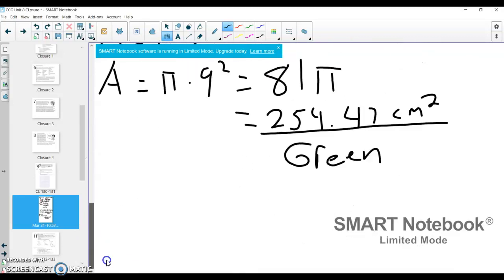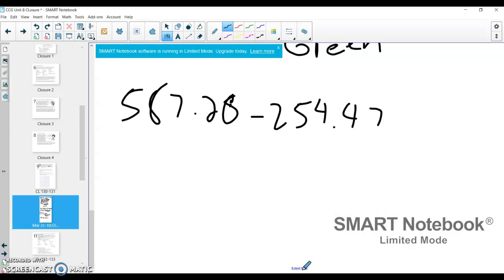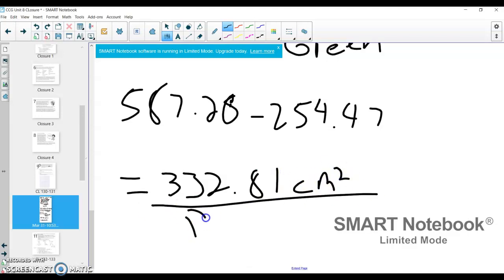My total area, 587.28. Sorry for my eights, I am still bad at writing them on here. 587.28 minus my green area, 254.47, that'll give me my purple area. So I have to use my calculator here. 587.28 minus 254.47 gives me an area of 332.81 centimeters squared, and that's for purple.